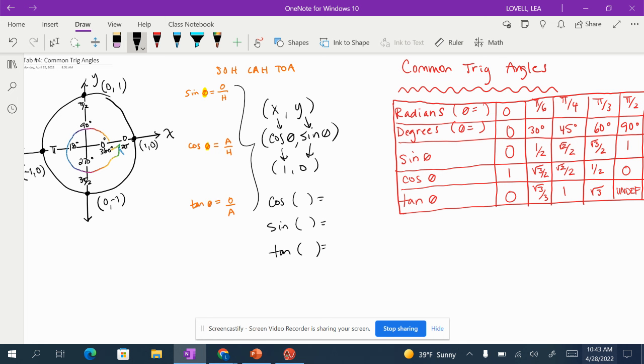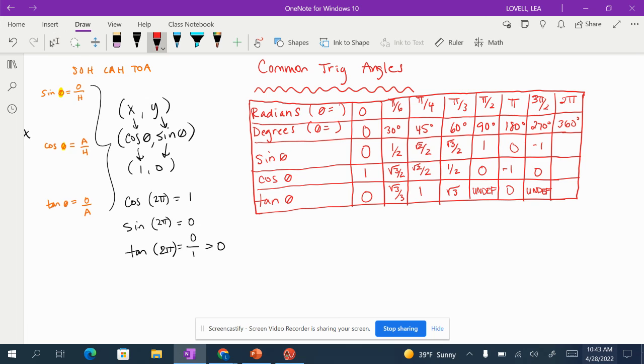So the cosine of theta is going to correspond to the x coordinate. Theta in this case is 2 pi, so the cosine of 2 pi will be 1. The y coordinate corresponds to sine. Theta is 2 pi, so the sine of 2 pi is going to be 0. The tangent of 2 pi will be the sine of theta over the cosine of theta. 0 divided by 1 is 0. So if we put this in our chart, the tangent of 2 pi is 0, the cosine of 2 pi is 1, and the sine of 2 pi is 0.